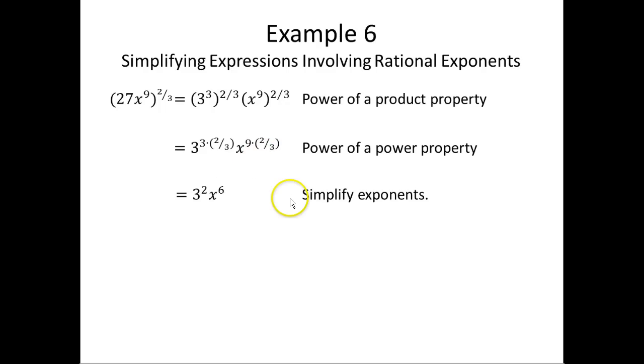Simplifying my exponents, 3 times 2/3 is 2, so I have 3 squared, and 9 times 2/3 is 6, so I could rewrite this expression this way. Whenever you see something like 3 squared, remember to always evaluate the numerical power, since it's simple to do in this case. It would be 9 times x to the power 6. So this is the simplified version of this expression here.